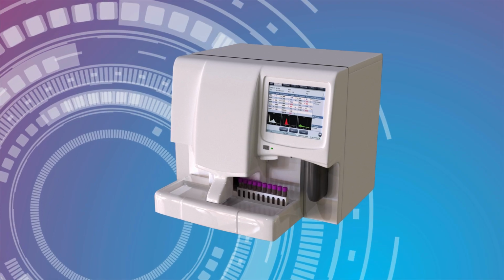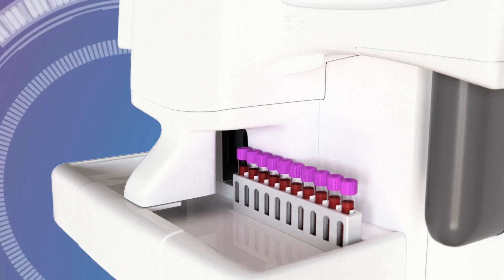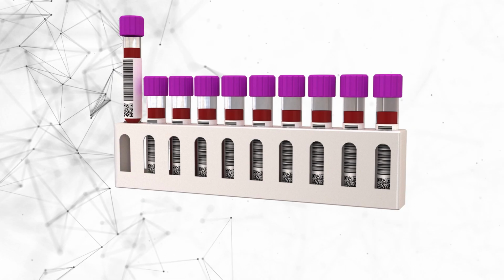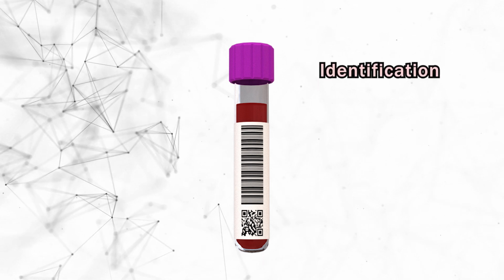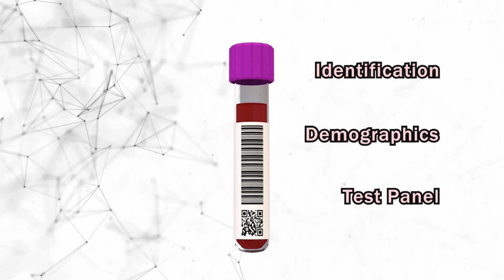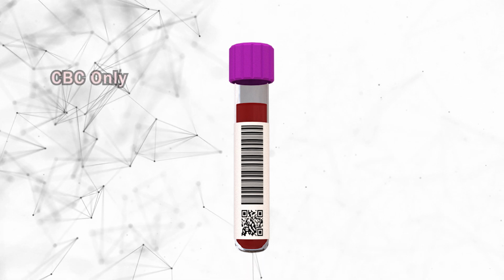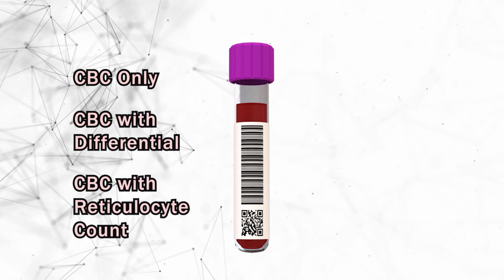Room temperature, EDTA anticoagulated, whole blood samples are loaded onto the analyzer using the rack provided by the manufacturer. This sample barcode, applied during specimen collection, contains the patient's identification, demographics, and test panel as requested by the physician. Examples of test panels include CBC only, CBC with differential, and CBC with reticulocyte count.